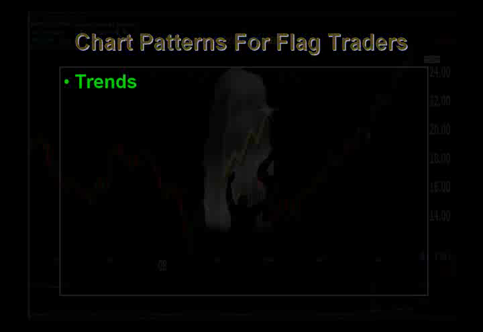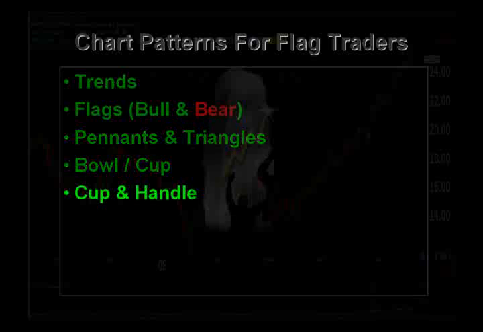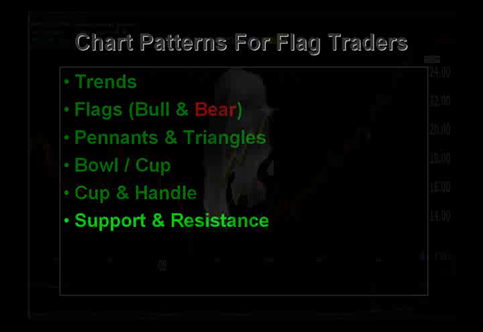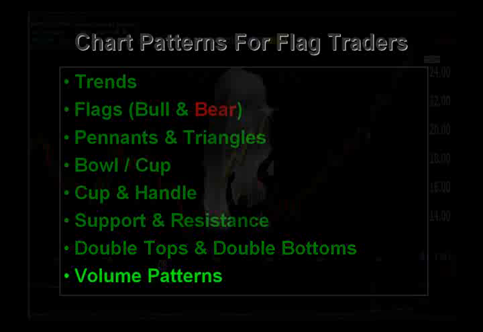First of all, trends. We'll be going through this a bit later, but I'm just going to make the list right now. So we've got trends, we've also got flags, bull flags as the stock goes up, and bear flags as the stock goes down. We've got pennants and triangles, which are basically a variation of a flag, but they're essentially flags and I play them in the same way. Bowl and cup, cup and handle, support and resistance, double tops and double bottoms, and finally, volume patterns, which are supporting the actual pattern of the stock price. Let's now go through these one by one.